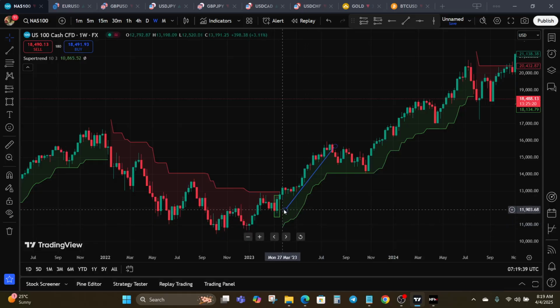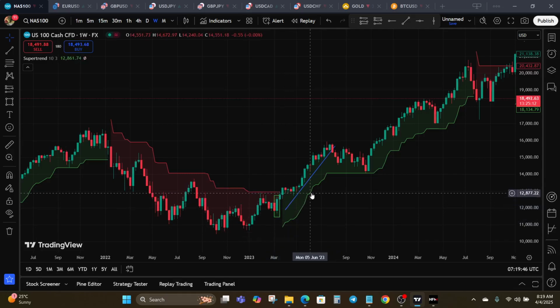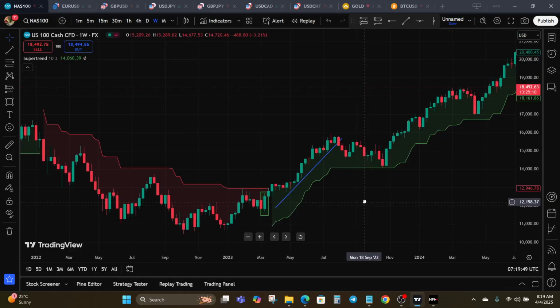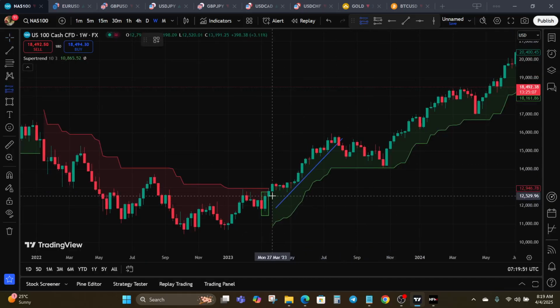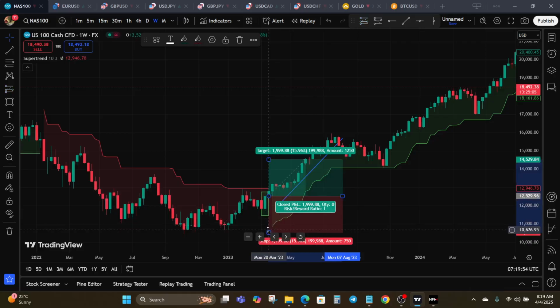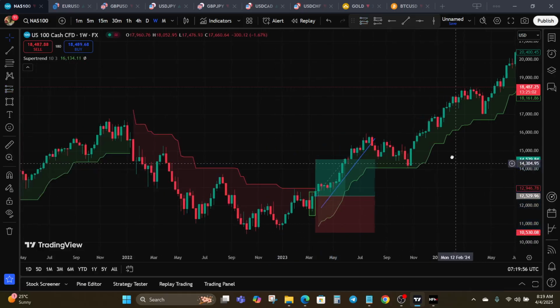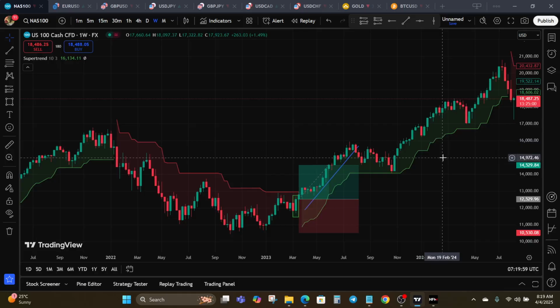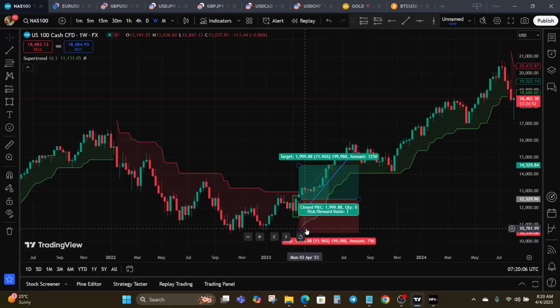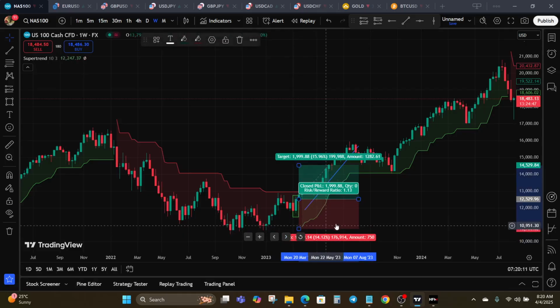Once you get a super trend flip from red to green and you get your price confirmation such as this bullish engulfing, then you can enter at the open of the next weekly candle. So we would have entered around here. This gives you clean structure and minimizes the risk of chasing a trade. Then you set your stop loss just below the super trend line for longs, that is for bullish trades.